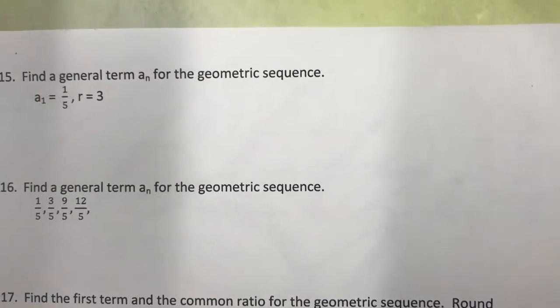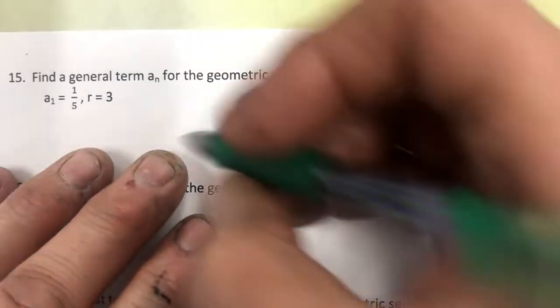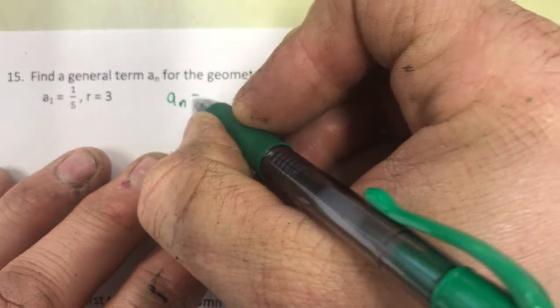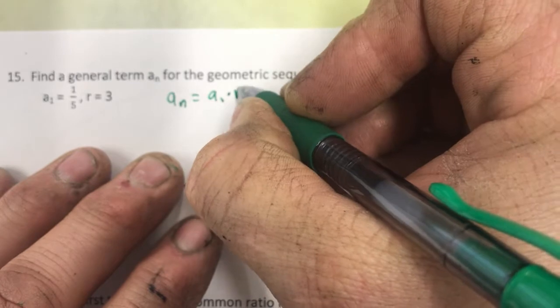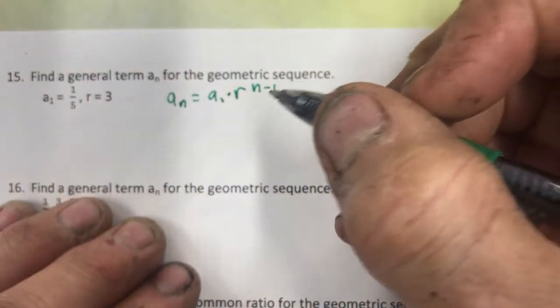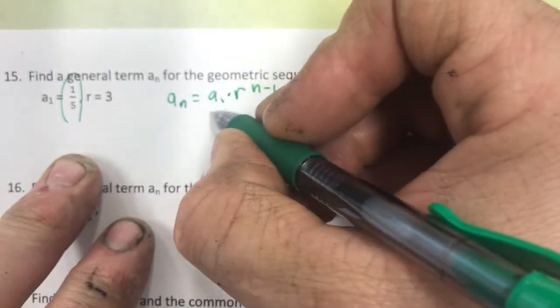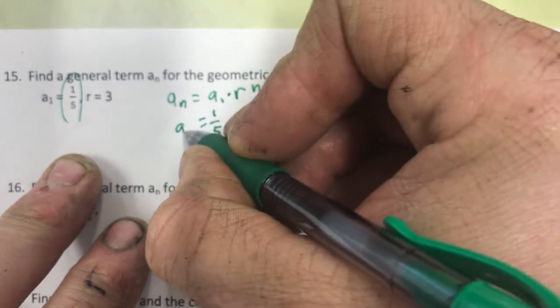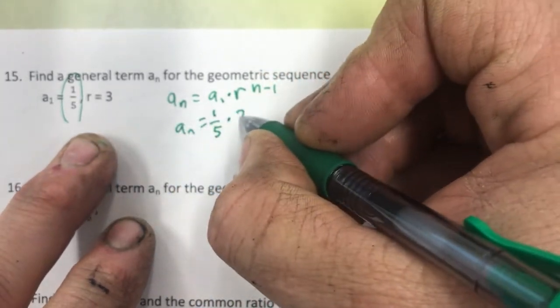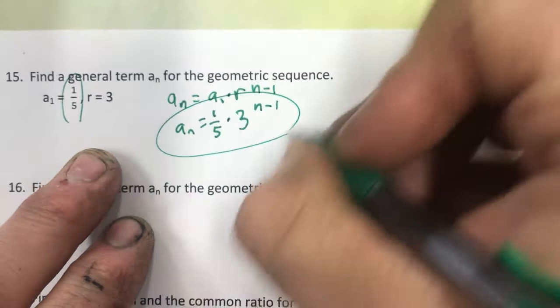Okay. Number 15, find the general term again. So a sub n equals a sub 1 times r to the n minus 1 power. So there's a sub 1 right there, that's 1/5. Times my r, which is 3 to the n minus 1 power. And there you go.